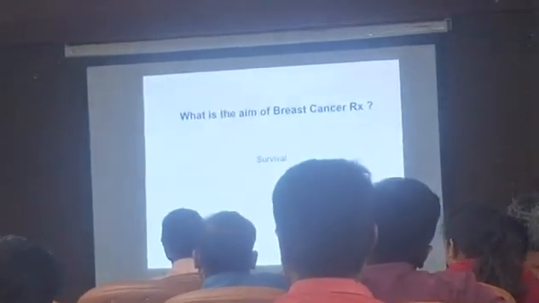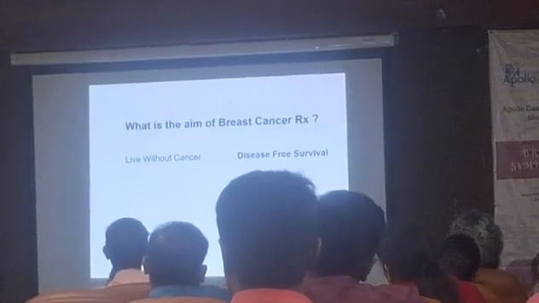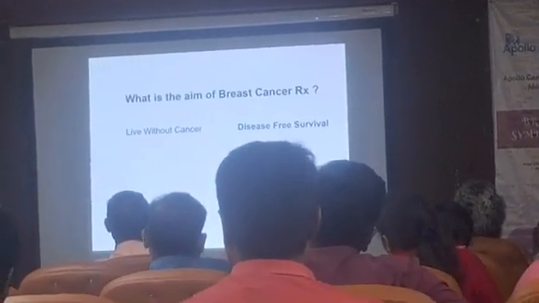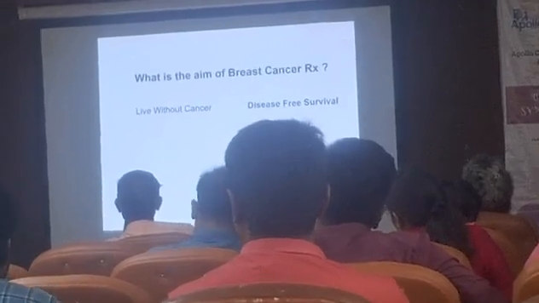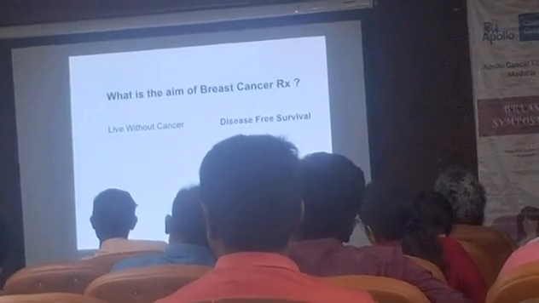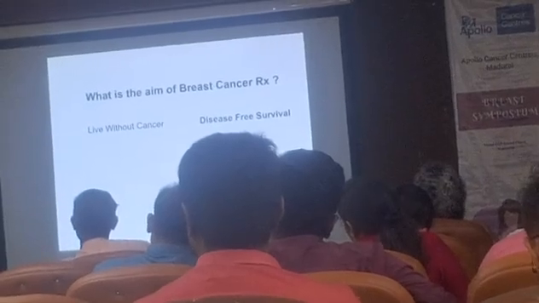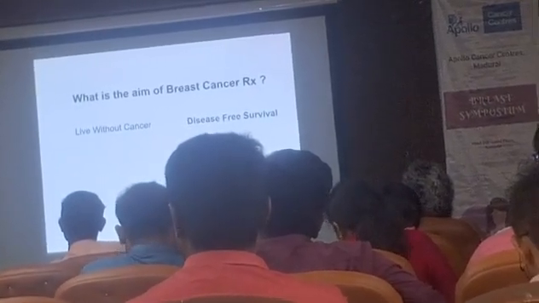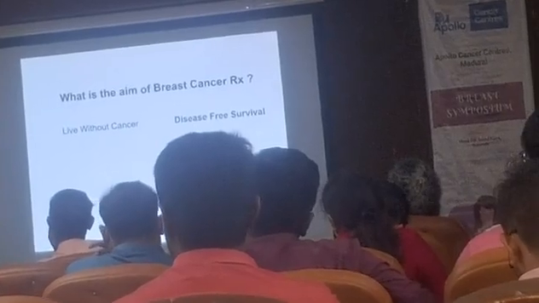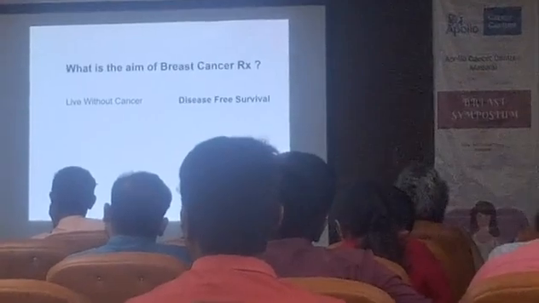So, the aim of treating a breast cancer patient is to achieve survival. Again, there are different categories of survival. One is you diagnose a patient, you treat the patient, you make the patient without cancer. So the patient is cancer free and is living. This is called disease free survival, right? So, after 3-4 years, the patient develops a recurrence. It can be a local recurrence, a regional recurrence or a distant metastasis.